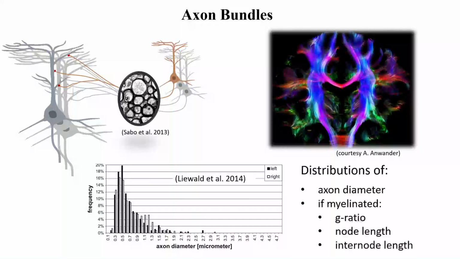So in the end, the parameters that we deal with are distributions of axon diameter, G ratio, node length, and so on. So of course, we could now say, okay, we take models of many axons of different diameters and add them up, and then we have the behavior of the bundle. However, there is something in addition to that. Rather than just adding up the behavior of all the single axons, we might have mutual influence between axons, so-called ephaptic coupling.